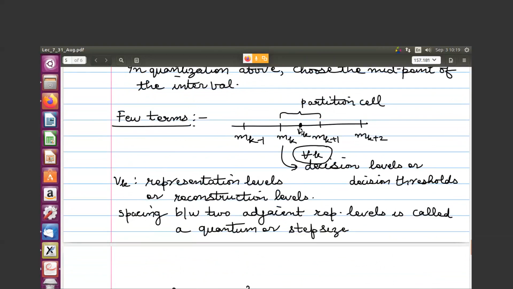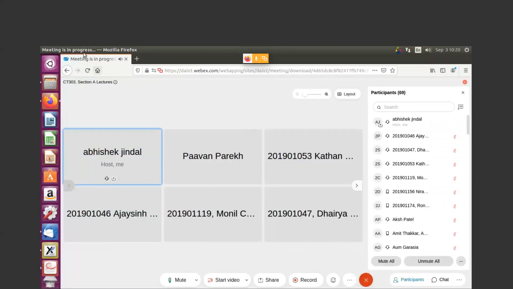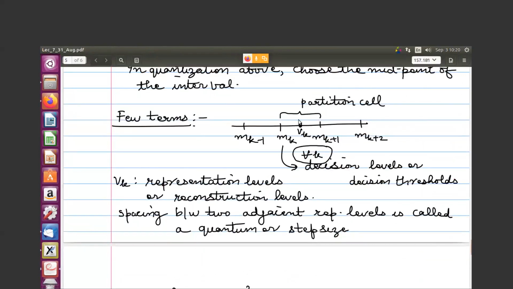See, if you are given vk, you cannot tell which value. So there is definitely an error which we are putting in the system deliberately, and this error cannot be completely removed. Although the magnitude of error can be decreased by increasing the number of levels. I hope this is clear to all of you, that this is a sort of mapping, or an operation, where the problem is: if at all I know vk, can I say what the sample value is? No, I cannot, because the sample value can be anywhere between mk and mk plus 1.